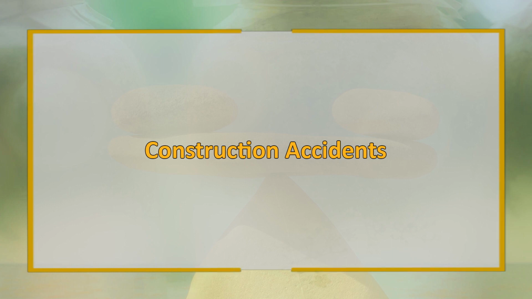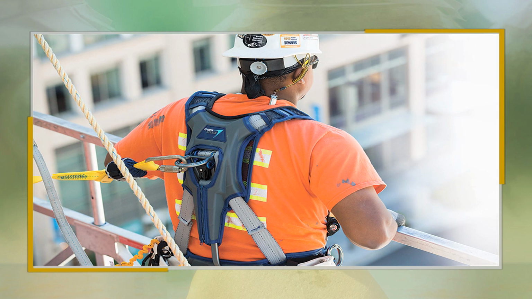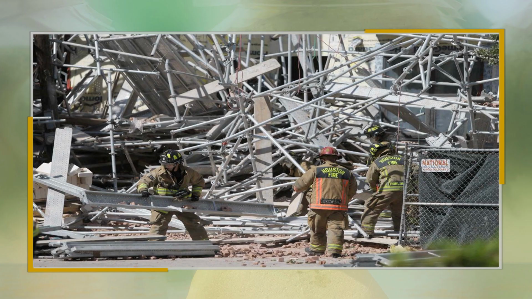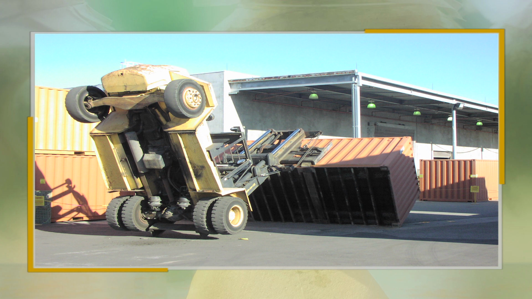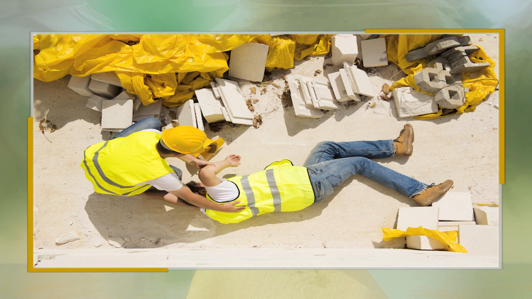Construction accidents. Construction sites are inherently dangerous. Heavy equipment, hazardous materials, and elevated heights often cause serious accidents on construction sites. Some of the most common types of construction accidents that occur include crane accidents, scaffold accidents, ladder accidents, forklift accidents, building collapses, injuries from falling objects.